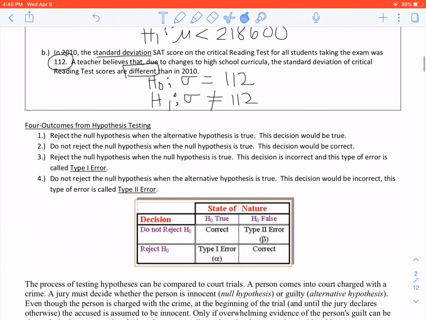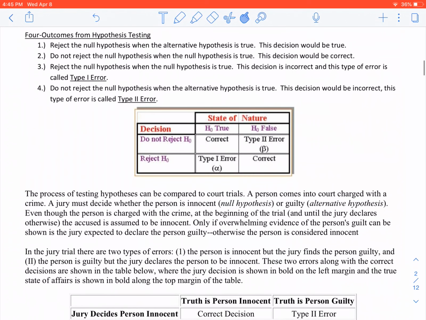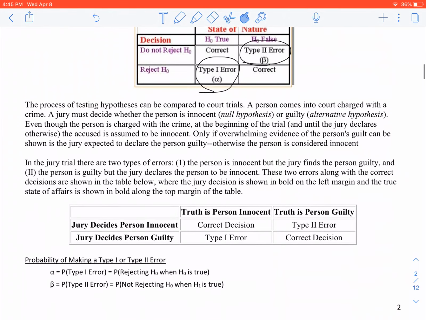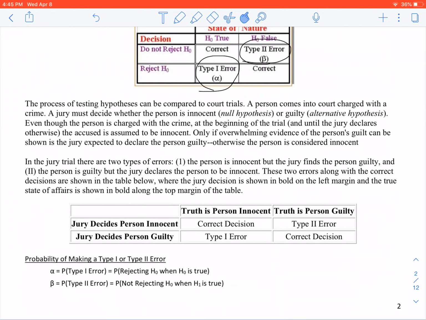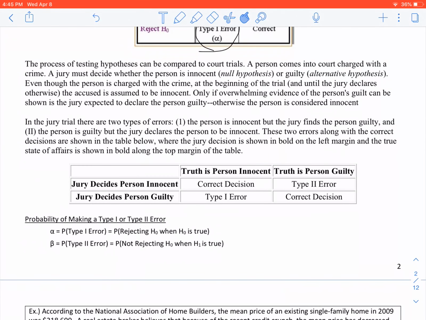So the next thing on here is four outcomes from hypothesis testing. I want you guys to look that over on your own. This stuff is talking about a type 1 error and a type 2 error. And then it also puts this process into a court trial, which makes a lot more sense as you're reading this. And so I want you guys to look through this on your own.